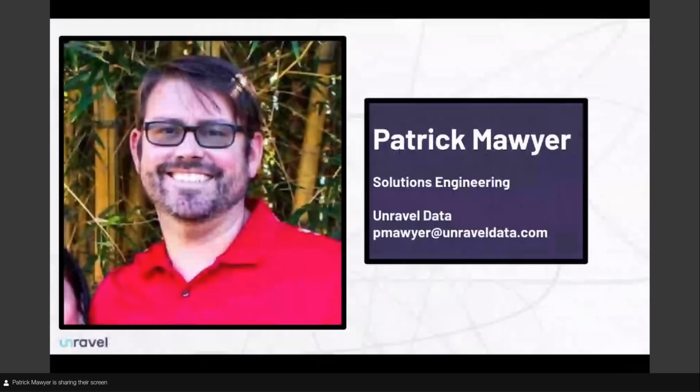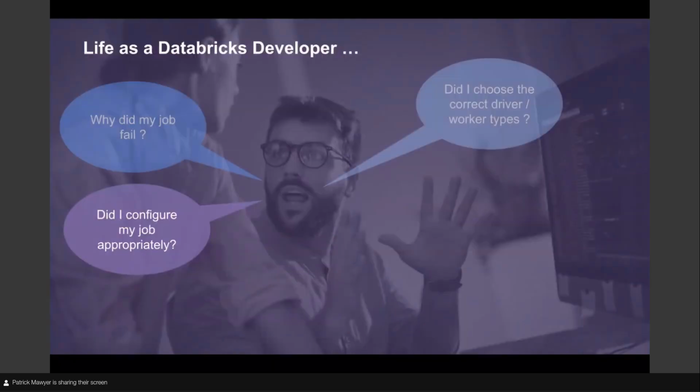So we'll circle back. We're talking about troubleshooting Databricks. My name is Patrick Mawyer. I am a senior solutions engineer here with Unravel Data. You'll see my email there on the screen, pmoyer@unraveldata.com. I'm also available on LinkedIn, so you can find me there as well.